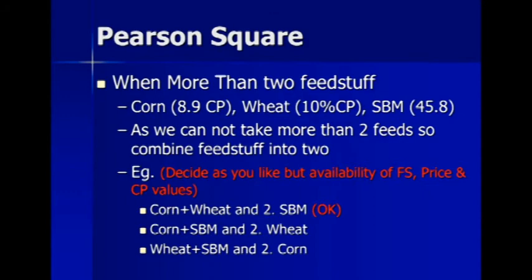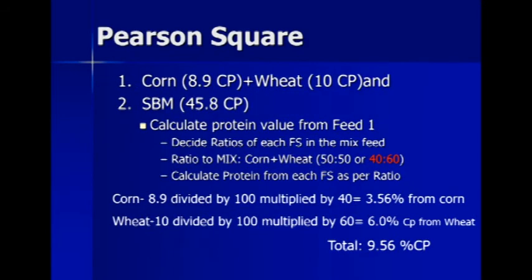The reason being, we have to be careful. The feedstuff which we are using independently should have either a high or low CP value than the required. And similarly, the mix which we are preparing should have either a high or low, because this is the prerequisite that one feedstuff should have a high CP value than the required, and one should have a low CP value than the required.